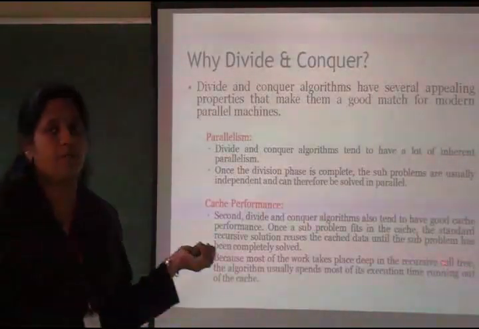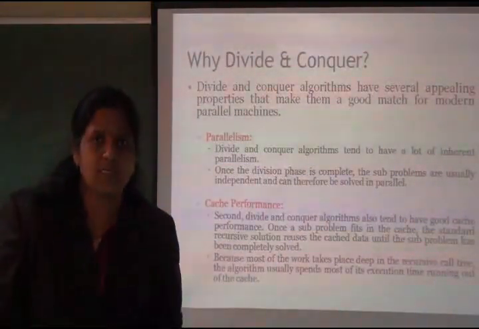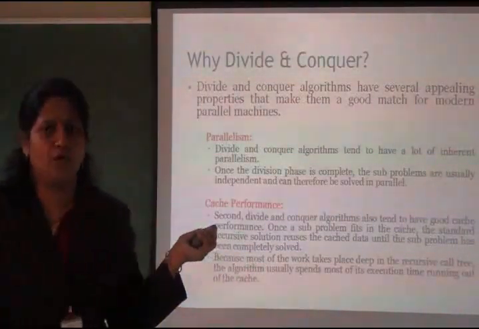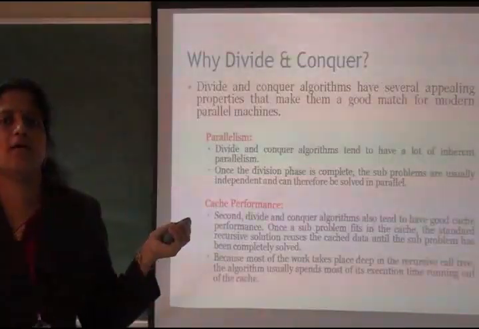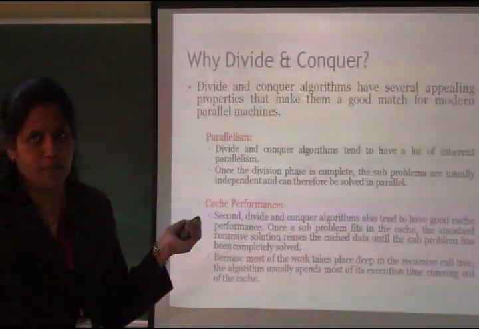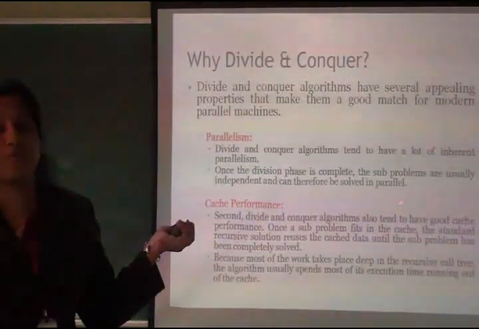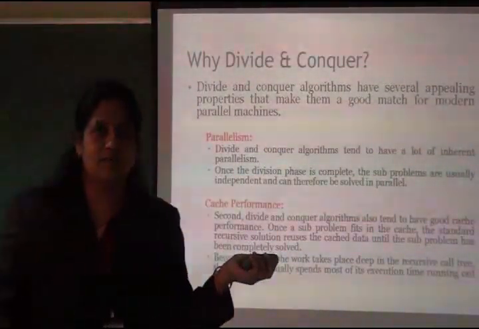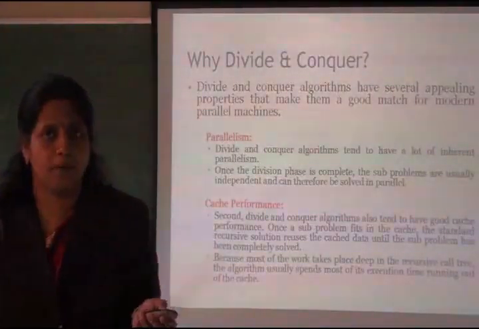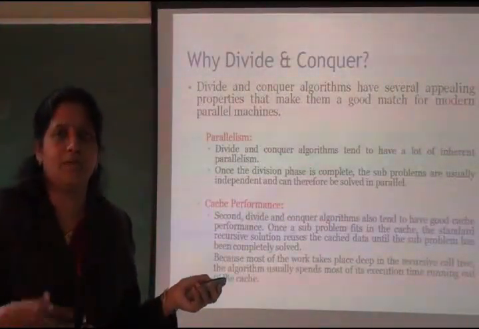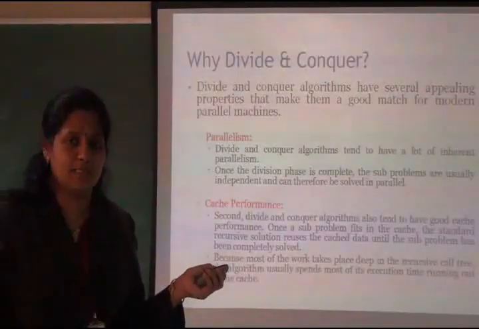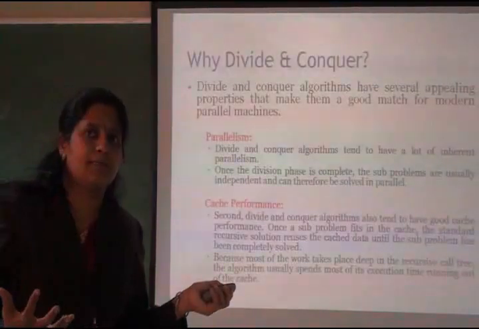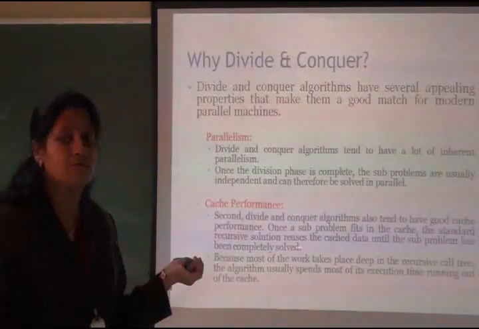Second one is cache performance. What do you mean by cache performance? If you are accessing something frequently, that will not be kept in main memory, it will be kept in cache memory, to improve the performance. Here also the cache performance will be very good, since once we decide a cache for a particular subproblem, the same cache memory will be reused by another subproblem. So only the data changes. So that means you are improving the performance through the cache.